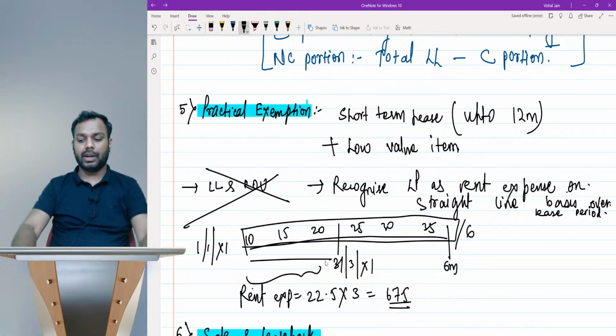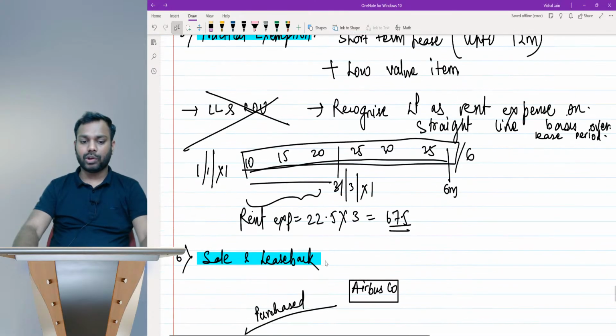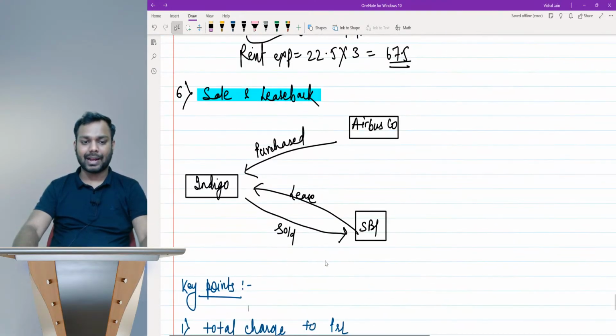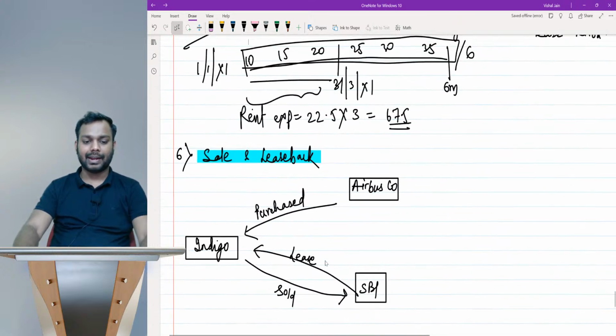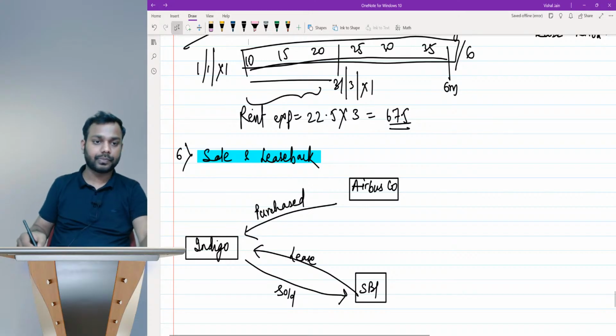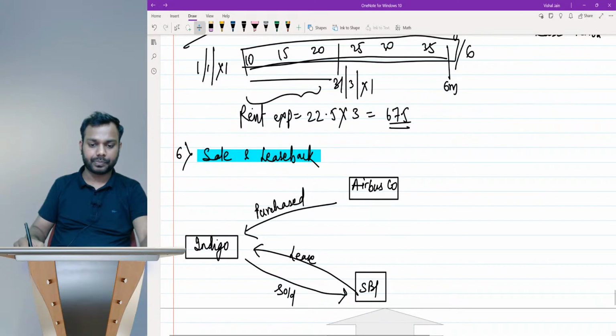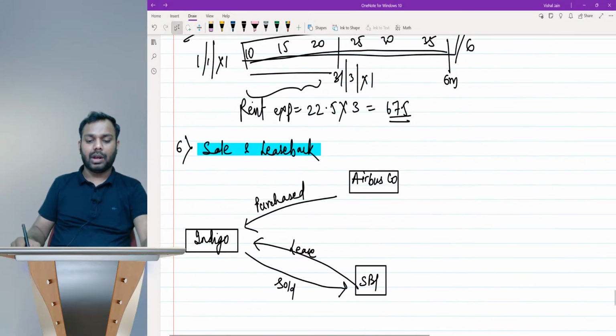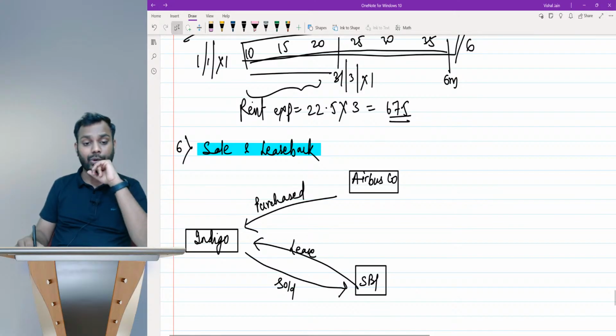Okay, fair enough. Now, moving on to a new concept of sale and lease back, the last concept for the day. Guys, in the class we have studied the model of the full sale and lease back, right?